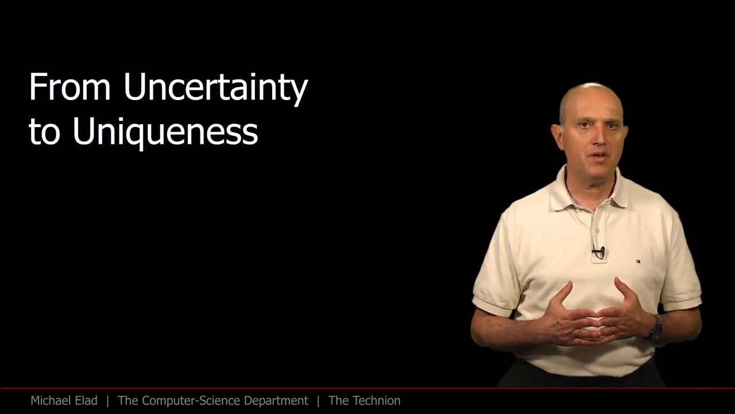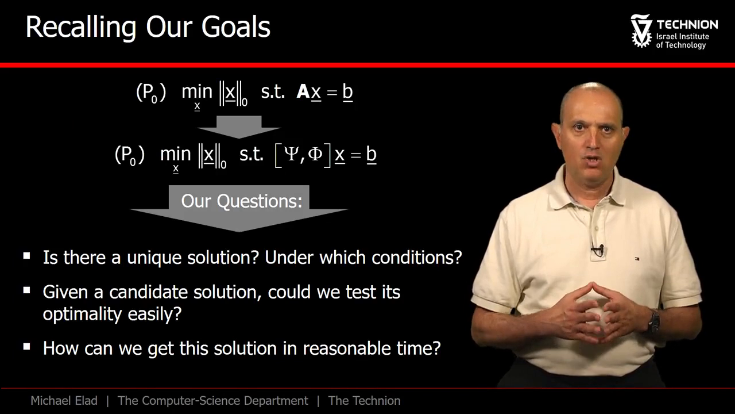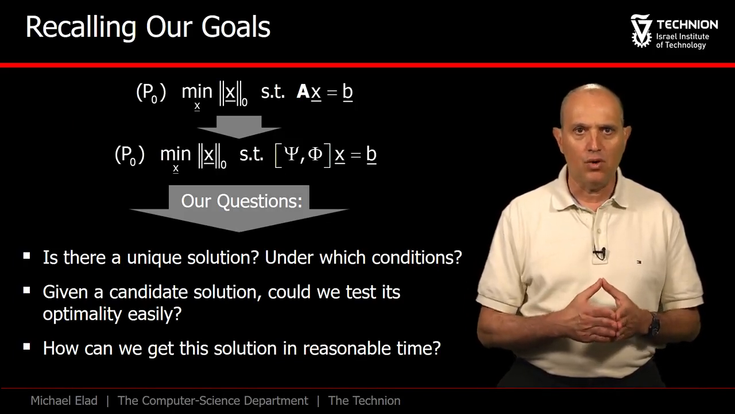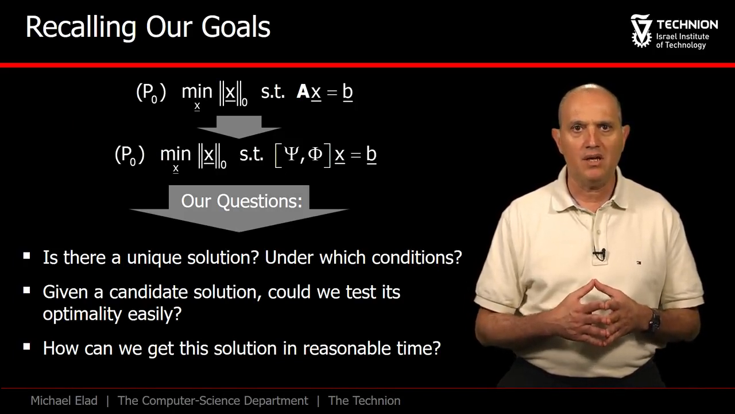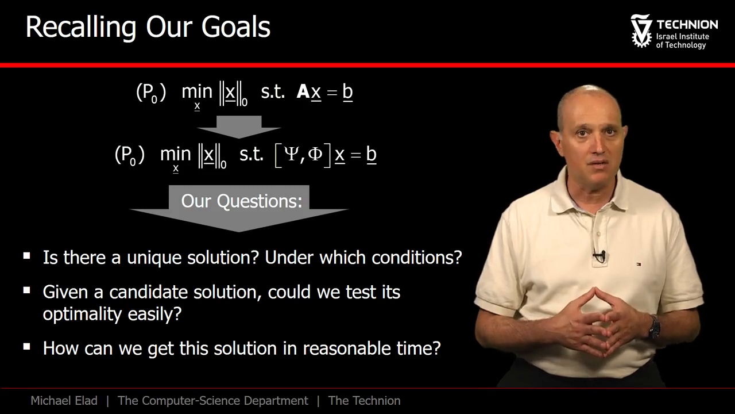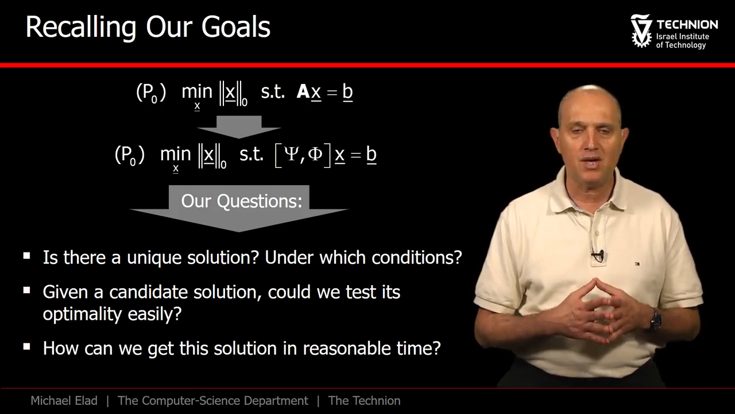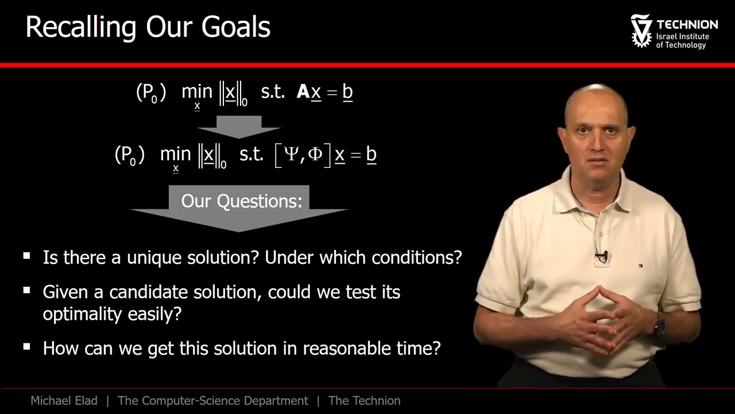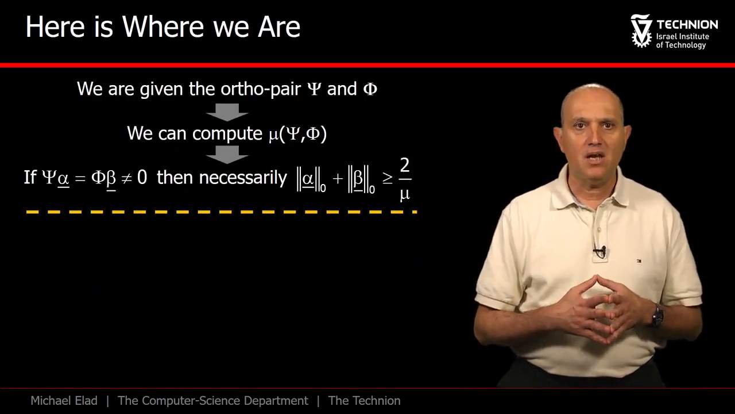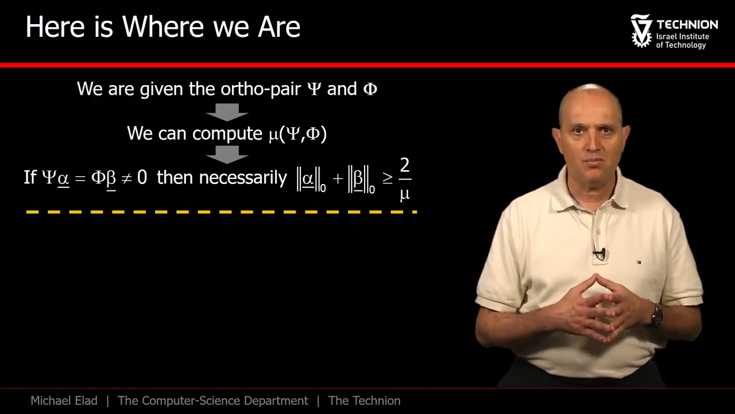The diversion from the main story took us to discover an uncertainty rule. Now we come back to our original task of characterizing the unique solution of the P0 problem. More specifically, and still considering the two-ortho case, we ask whether we can guarantee that a solution is unique, and whether we can suggest a practical algorithm to find it.